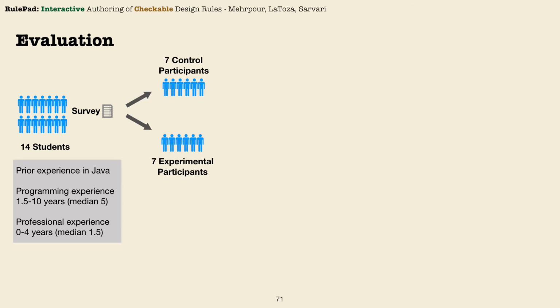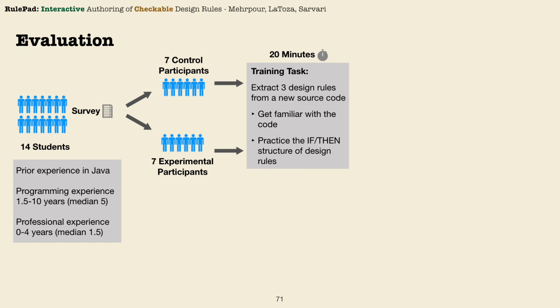Using the information we collected in the survey, we used stratified sampling to randomly assign the participants to the control and the experimental groups. We gave both groups the same training task to extract 3 design rules from a code base. The purpose of this task was to familiarize participants with the code and help them practice the if and then structure of design rules, which is necessary for writing design rules in the tools. The participants were given 20 minutes to finish this task, although they all finished in less time.